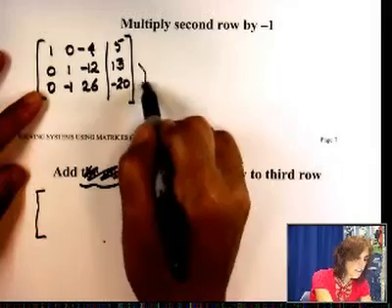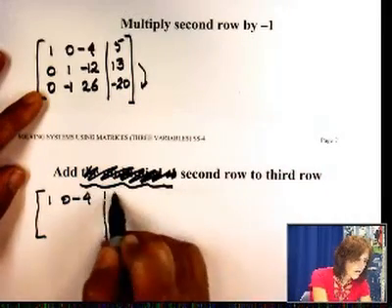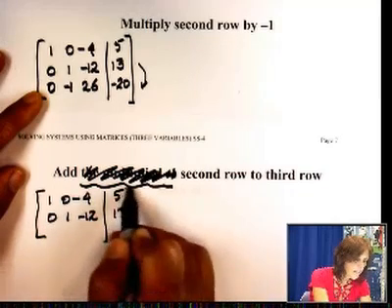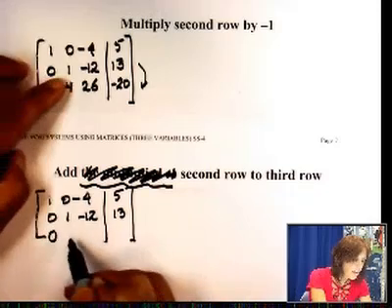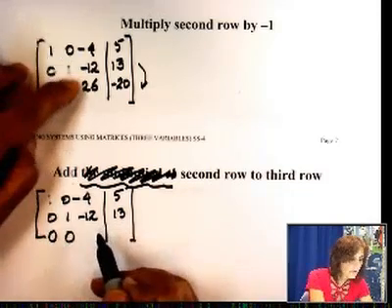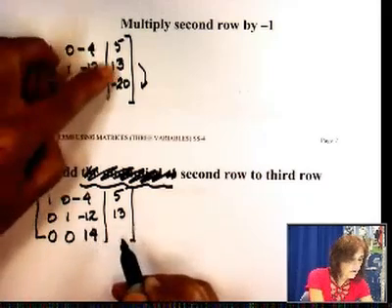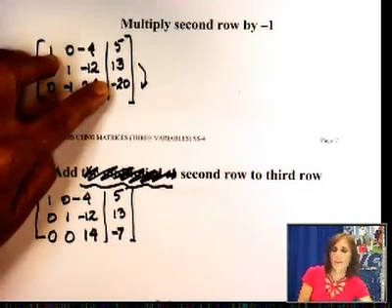So this into here. 1, 0, -4. This one is 0, 1, -12. And now let's add the second to third. Here's a 0. Here's a 0. This one is going to give me 14. And this one is going to give me negative 7. Okay, very good.